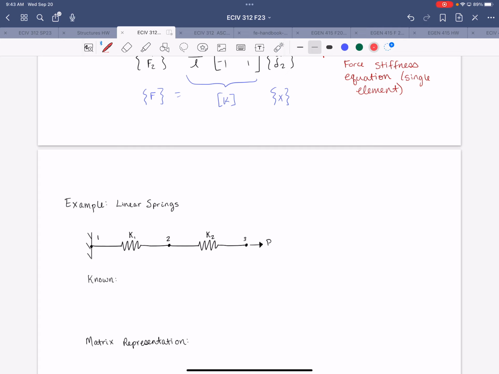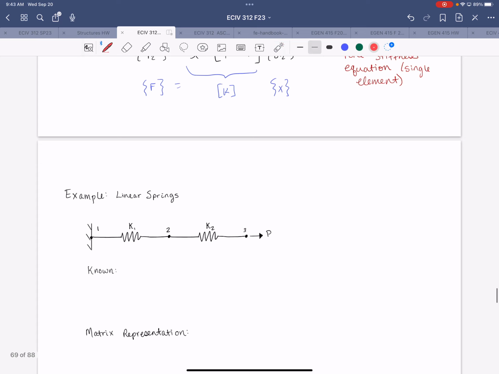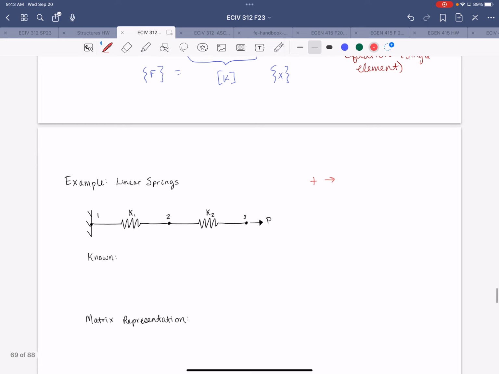All right, so here we impose a boundary condition at node 1, right? So node 1 is restricted from motion. That stabilizes the system. We now no longer have rigid body displacement, so we can analyze this system. We also need an applied load, right, in order for this to be meaningful. So we apply a load at node 3, and remember our positive direction is to the right.